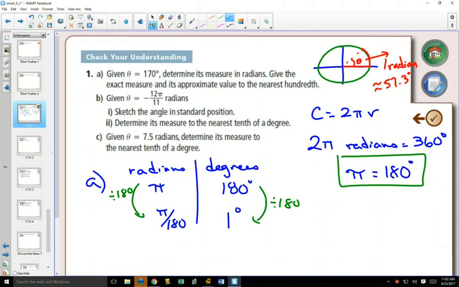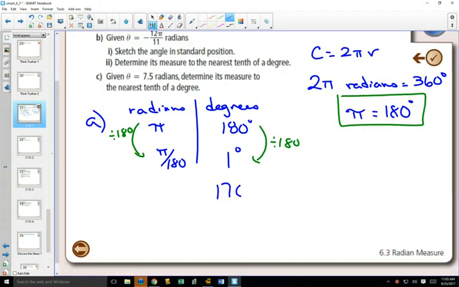And some people remember that. They remember that 1 degree is pi over 180. And then when they want to figure out 170 degrees, well, all I have to do to go from 1 to 170 is multiply by 170. I can do the same thing on this side. And 170 degrees is equal to 170 pi over 180. And you could reduce that. You can see you can cancel out the zeros. You can get 17 pi over 18. But you can leave it like this, unsimplified as well.